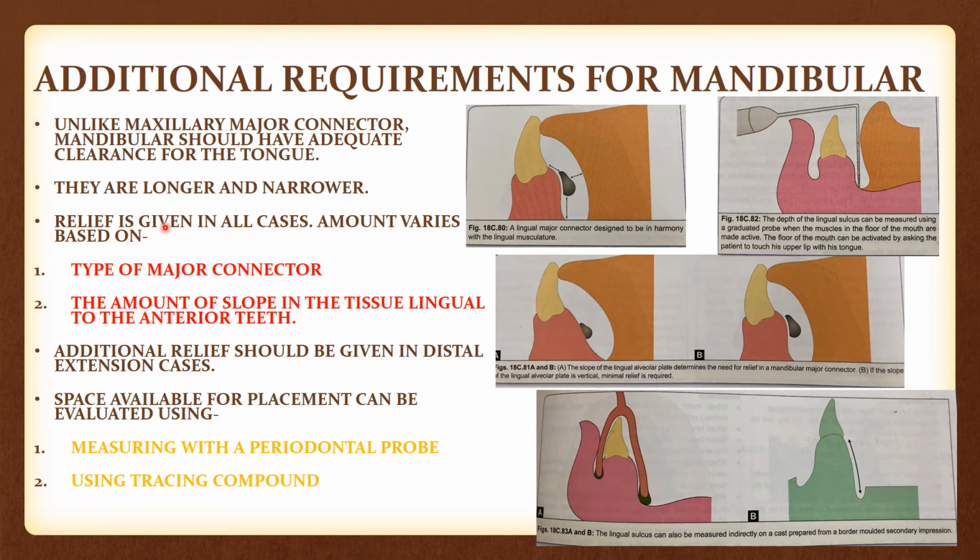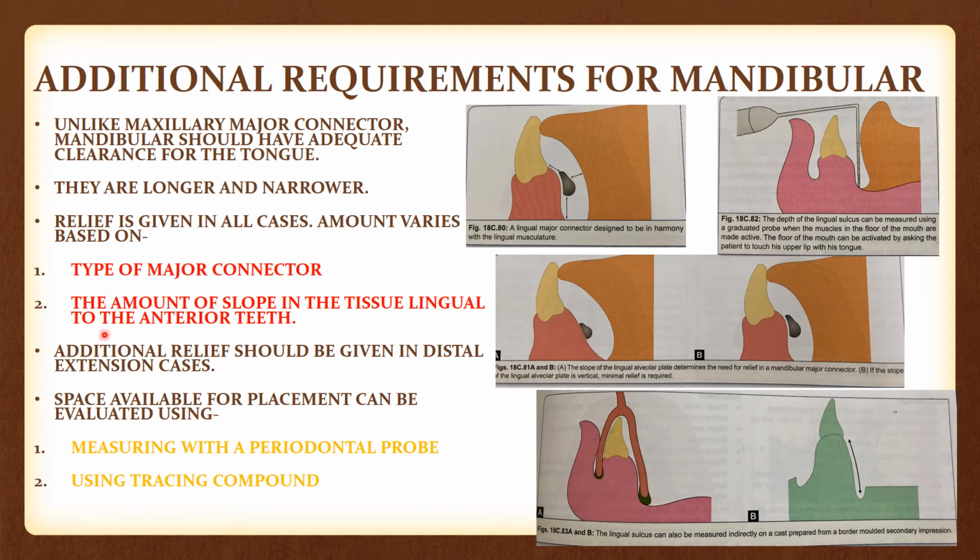The first one is they are longer and narrower than the palatal connectors due to the interference from the tongue. So because of the tongue, they are usually longer and narrower than the palatal ones. And relief is usually given in all cases. Now we have seen in maxillary we don't give relief, but in mandibular we give relief in all cases. And the amount varies based on which type of major connector you are using. It depends upon that, but you are giving relief.